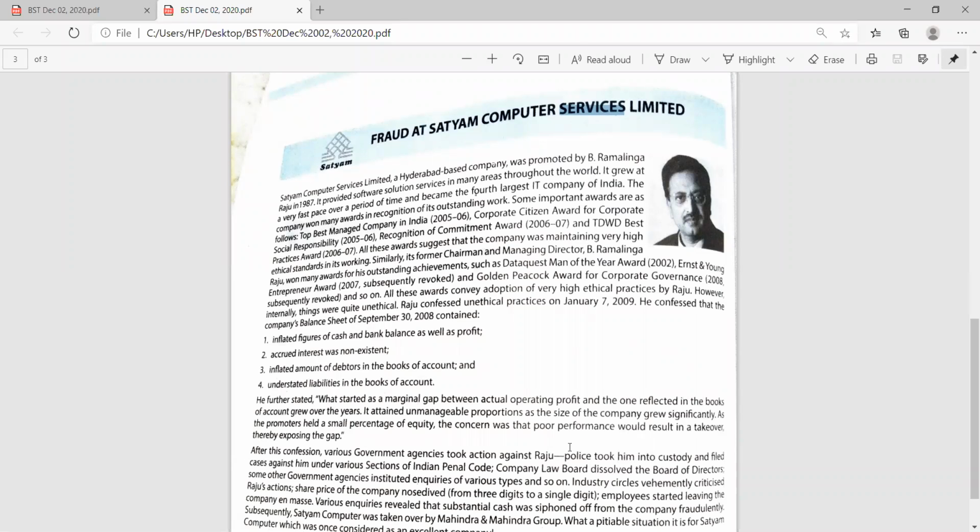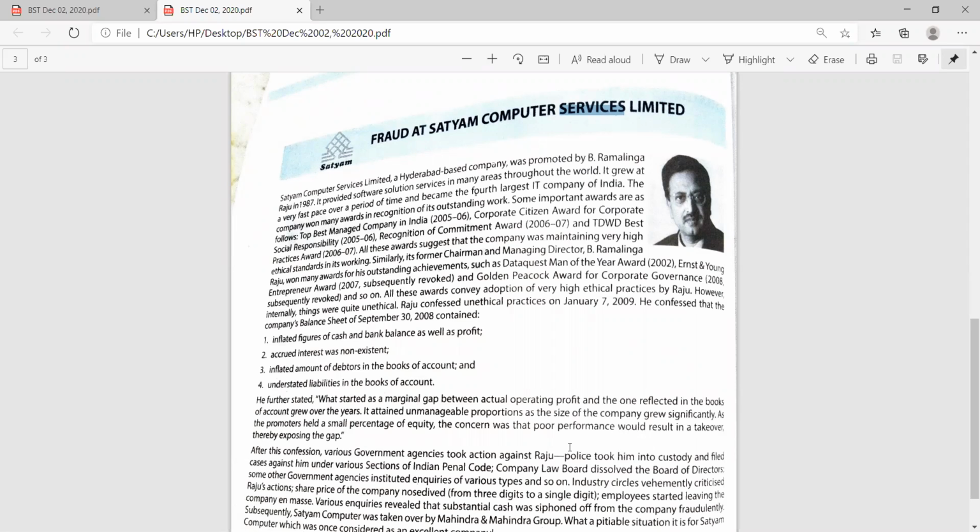Similarly, its former chairman and managing director B. Ramalinga Raju won many awards for his outstanding achievements, such as Data Quest Man of the Year Award 2002, Ernst and Young Entrepreneur Award, subsequently revoked, and Golden Peacock Award for Corporate Governance in 2008, and so on. All these awards convey adoption of very high ethical practices by Raju. However, internally things were quite unethical.